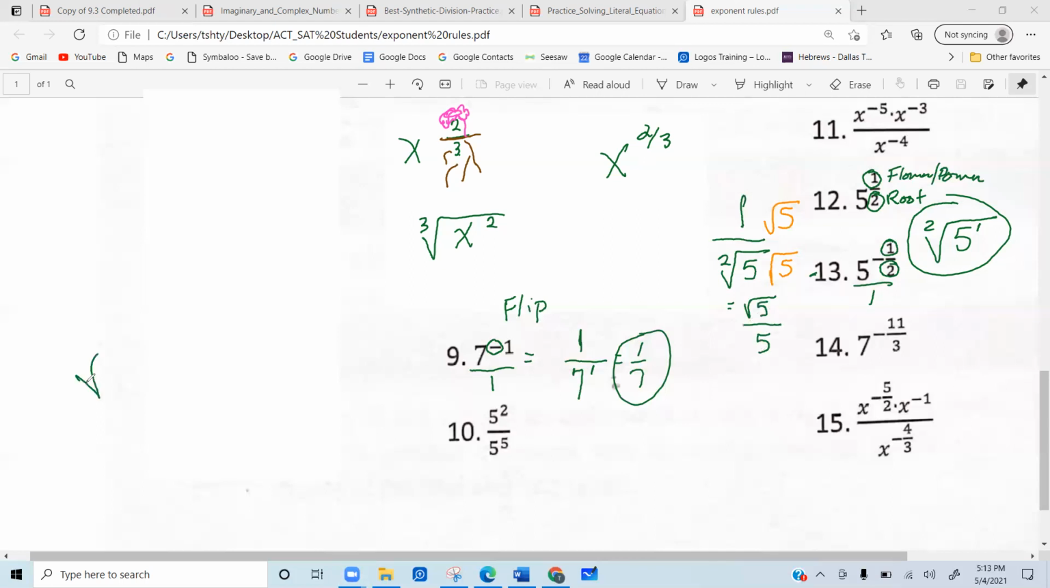There is this rule whenever you have two radicals and they're both the same on the inside, you write it just once without any power. So that is your answer to number 13.